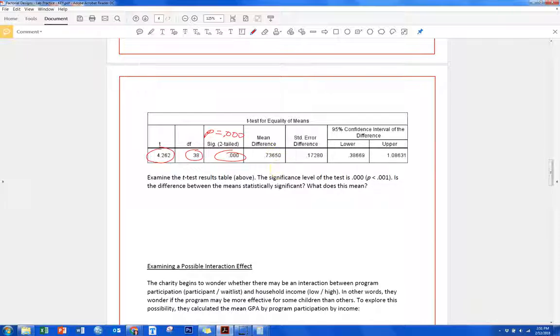That's what we calculated before. And our confidence interval of the difference between the means is 0.3 to 1. So the significance level is 0.000, meaning that p is less than 0.001. Is this statistically significant? Okay, in order to be significant, p must be less than 0.05. So is nothing less than 0.05? Why, yes, it is. So we do have statistical significance. So let's say something about that.